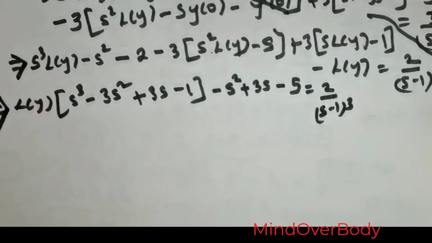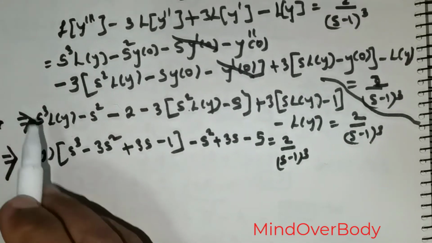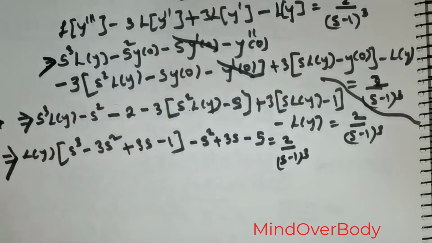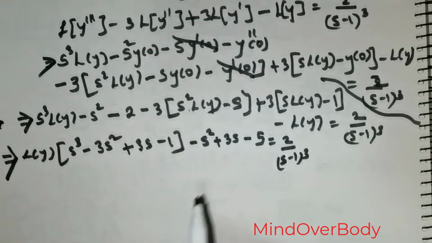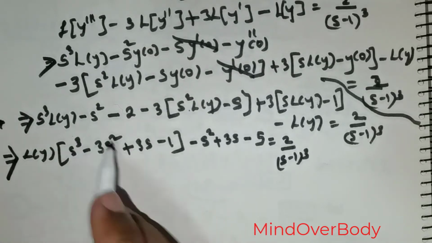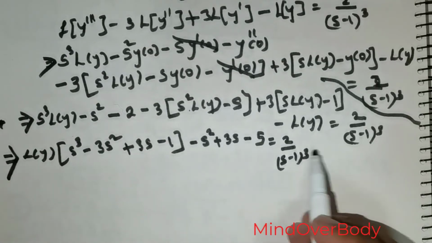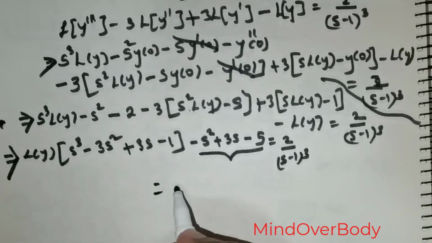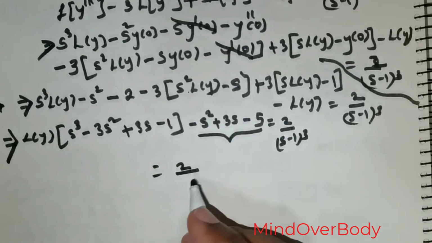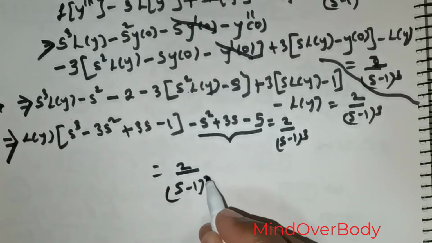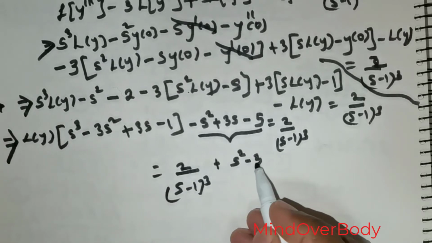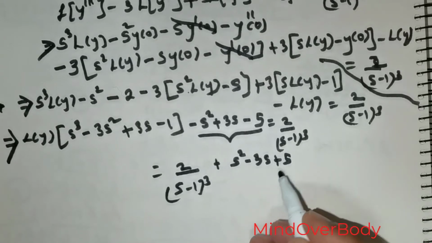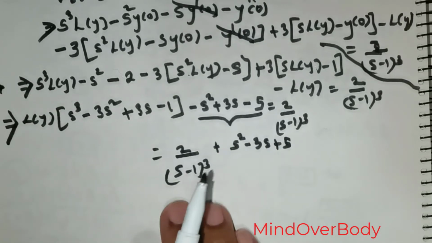So what we're going to do is some simplification. Let's do that. Just make sure that you place this to be the implies sign. Okay, so everything looks fine. So I'm going to push everything to the right hand side. So this is equal to 2 divided by (s minus 1) raised to the power of 3, plus s squared minus 3 times s plus 5. So this is what will be the outcome.